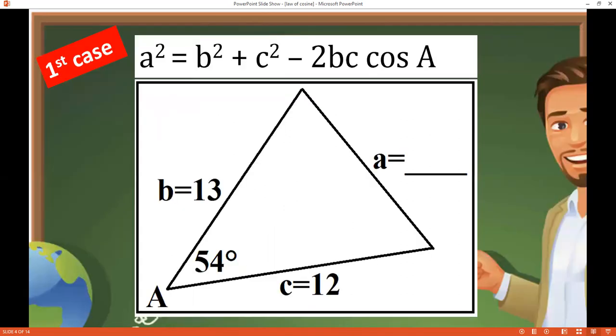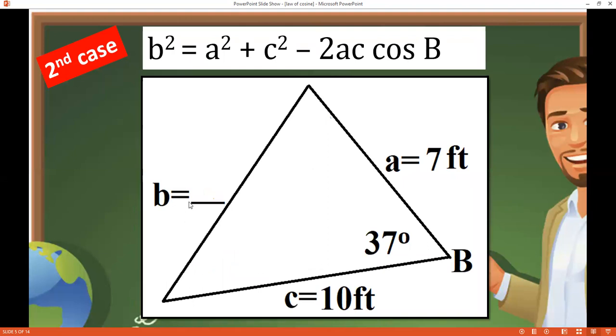Okay, explain natin isa-isa. So let us have the first case. This is the first formula na pwede nyo ma-encounter at pwede natin gamitin. Kailan natin siya gagamitin? We are going to use the first case if we are finding the value of side a. Kung papansinin ninyo, kapag side a ang hinahanap, ang mga given natin, yung opposite angle niya which is angle A, and then side b and side c. Pero yung A, that's angle, since ang hinahanap natin is side a. O ganun din, kapag ang hinahanap natin is side b, ang given naman angle B.